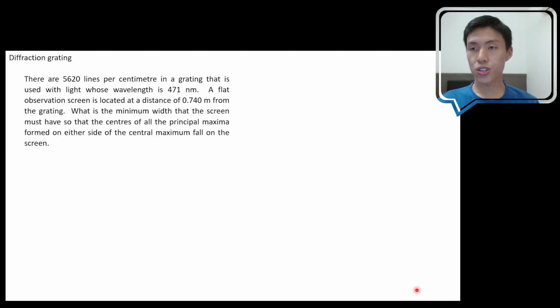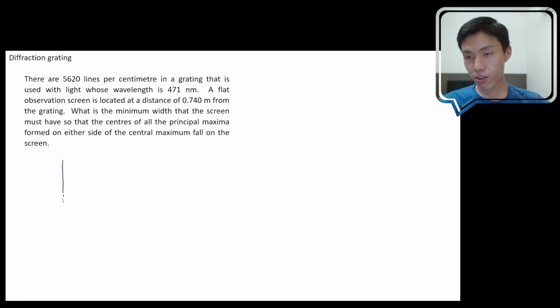Let's try to solve this question here. There are 5,620 lines per centimeter in a grating that is used with light whose wavelength is 471 nanometer. Okay, so let's sketch the situation here. So it's a diffraction grating that we're talking about, because they're talking about grating, then they say there's 5,620 lines in each cm of the diffraction grating.